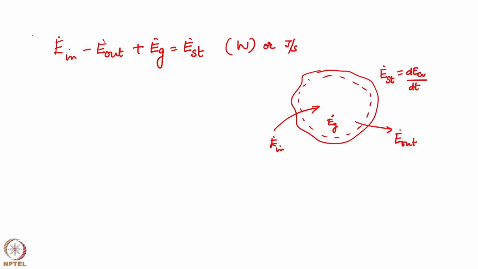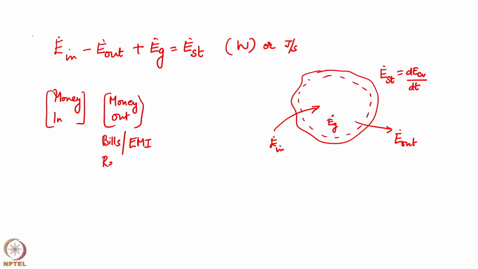So, what is so important about this equation? It is the basis for most analysis, including non-engineering. For example, if you take your bank account, money coming in through your salary is nothing but your E in. So, money in, it could be in various forms: salary, it could be a lottery, whatever. Money out is by various forms. You have bills, EMI, you have many ways money can go out, rent, whatever.